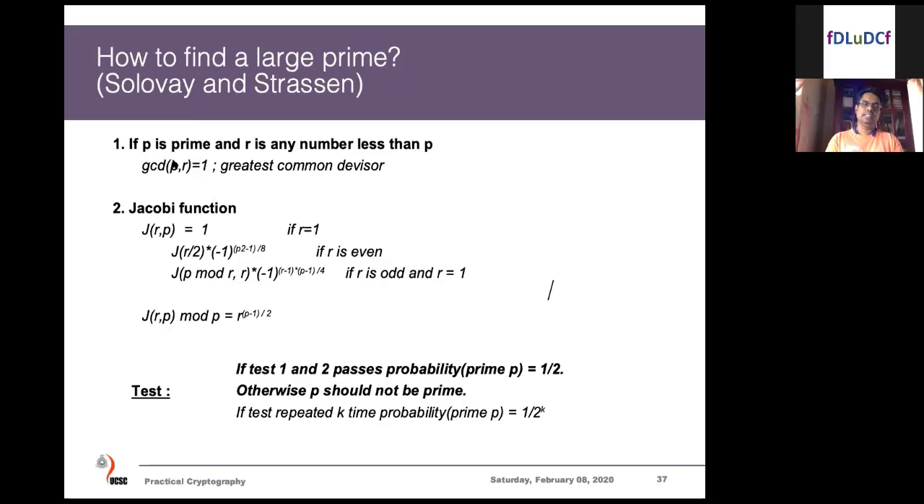Similarly, in addition to this GCD, there is a function called the Jacobi function. Mathematically, we can prove that using the Jacobi function also, if this is equal to that, we can say P might be a prime. This calculation also says it might be a prime. If we repeat that k times, we can say that the probability of P being a prime increases with k, which we can prove mathematically. So that helps in finding a prime number in a statistical way.